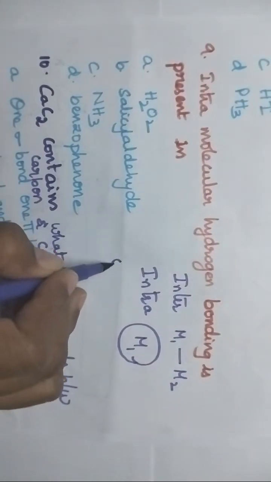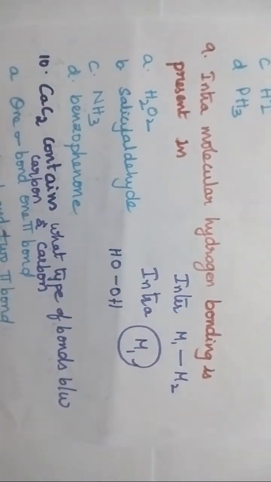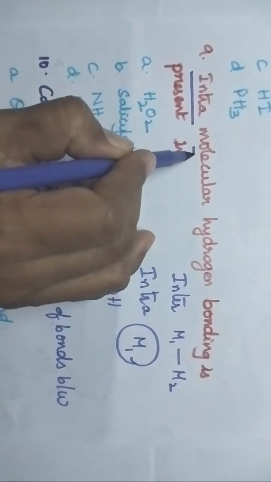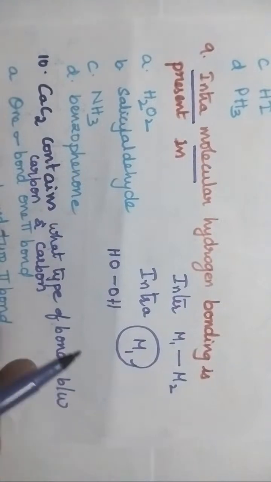For that purpose, you must know the structures of the given compounds. H2O2 means OH, OH. NH3. So, within the NH3, is hydrogen bonding possible? No. So, one ammonia molecule will associate with another ammonia molecule. So, that is inter. Here, you are supposed to identify intramolecular hydrogen bonding. So, within the molecule, there is a possibility for the formation of hydrogen bonding.